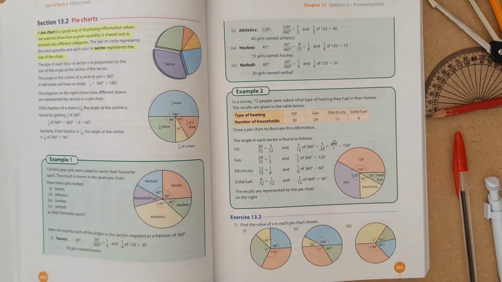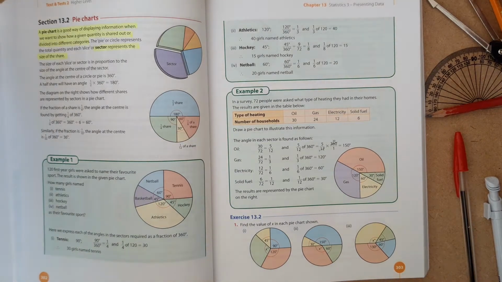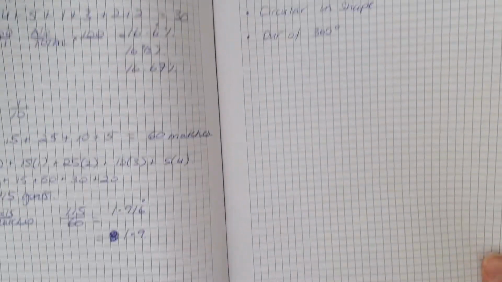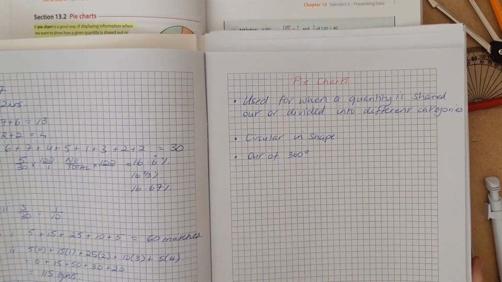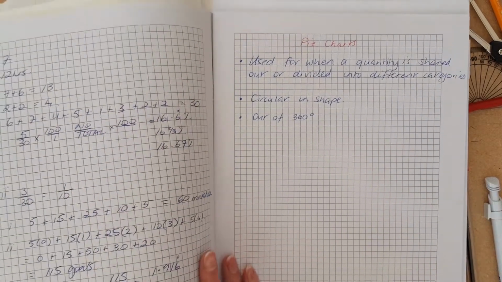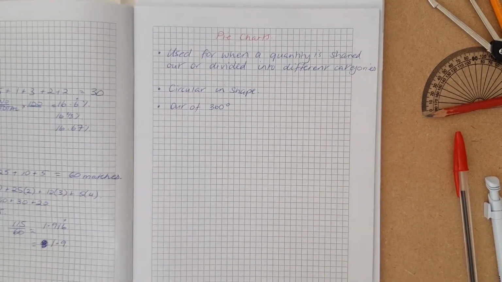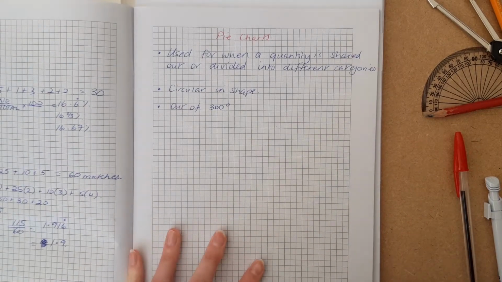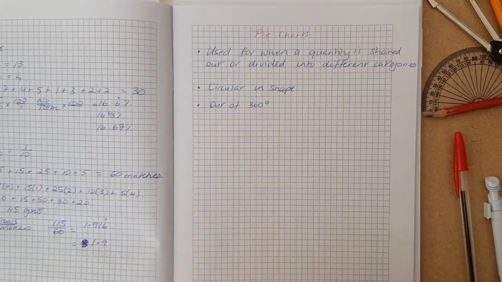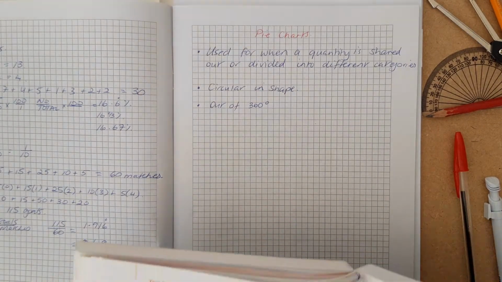You are going to go to your notes copy now and take down a few small notes on pie charts. I have one or two small things written down here. So the first thing is, pie charts are used when a quantity is shared out or divided into different categories. It is in a circular shape and it's always out of 360 degrees.